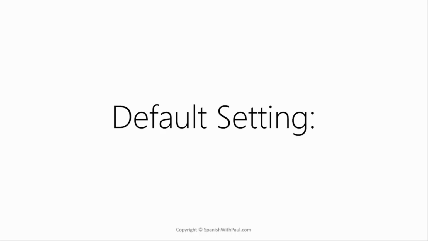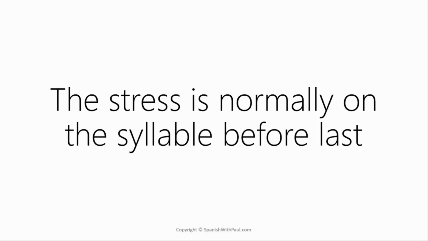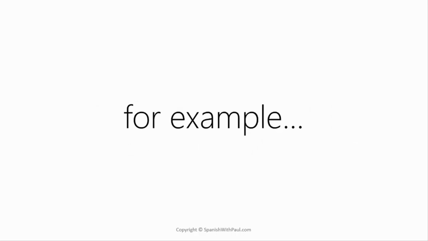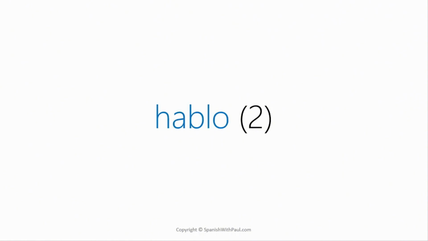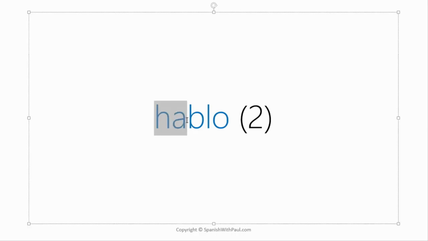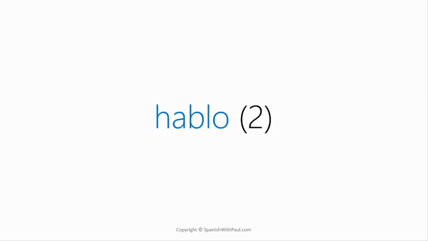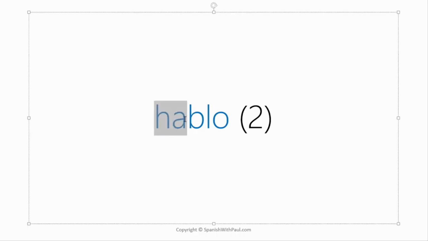Fortunately, in Spanish, there is a default setting for where the stress normally comes. It normally comes on the syllable before last. As some examples, let's break down some words into syllables. For example, we have hablo, which is I speak. Here we're dealing with two syllables, a and blo. The default rule is that your stress always comes on the syllable before last. So here we have just two syllables, so we get hablo, stressed on the first one.